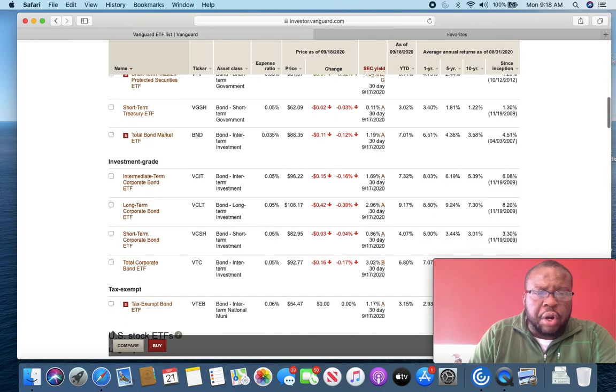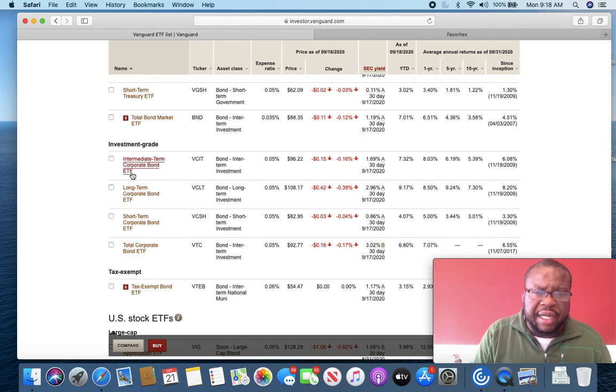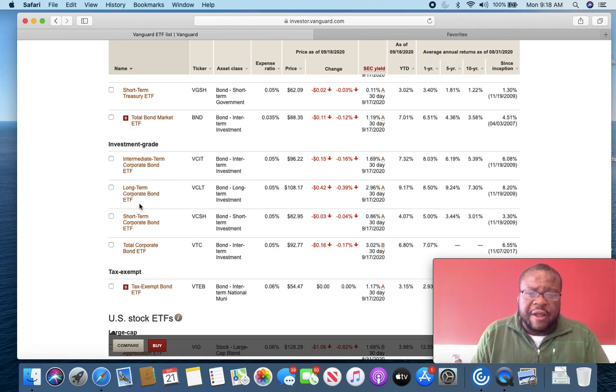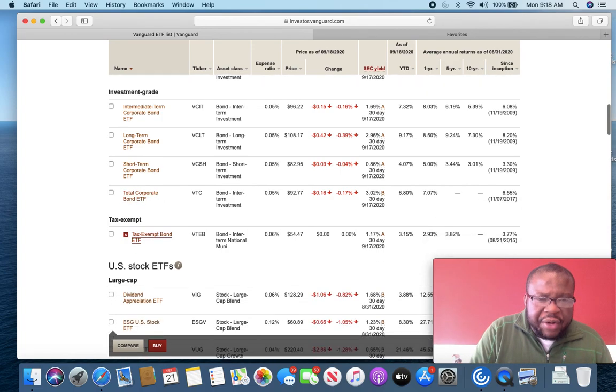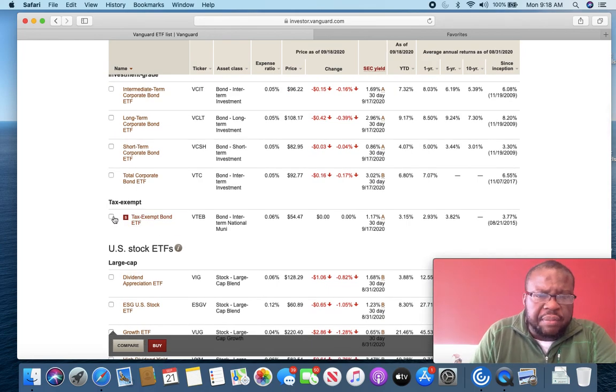Here is Vanguard's offering for investment grade or corporate bonds. So intermediate term corporate bond ETF. So they're intermediate term, maybe 10, 12, 15 years, and they're corporate bonds. And it's a basket of them. Here's the long-term corporate bond ETF. So these are probably 25, 30 years, and they're corporate bonds. Short-term, and here's a total corporate bond ETF. Here is a tax-exempt bond ETF, meaning if you buy this, it's going to be a basket of bonds that are tax exempt, right?